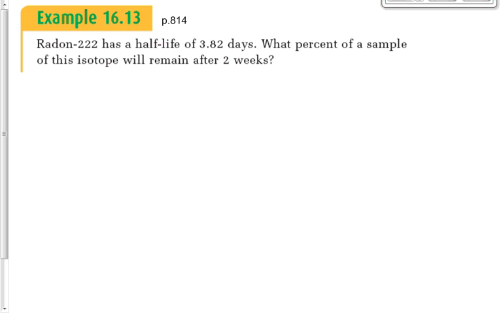All right, let's take a look at this one on 814. Radon-222 has a half-life of 3.82 days. What's that going to be? N, t, T1/2, big N, little n. It's going to be T1/2, right? That means that if we have a kilogram of radon-222, after 3.82 days we should expect to see a half kilogram of radon-222. It may vary by a little bit, but we would expect to see about a half.